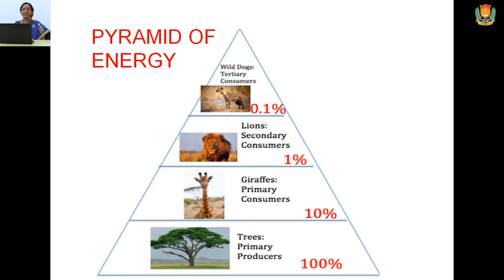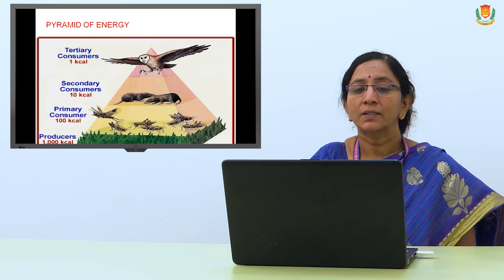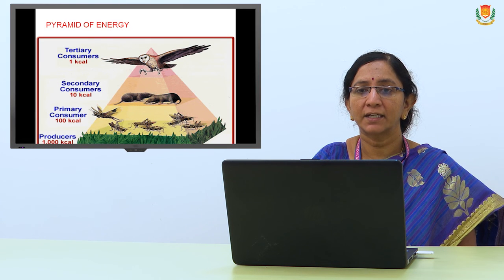So here we can say that the first reason is the energy is transformed into biomass, and the second reason is the energy is released in the form of heat when doing activities from one trophic level to another trophic level. So that is all about the ecological pyramids.